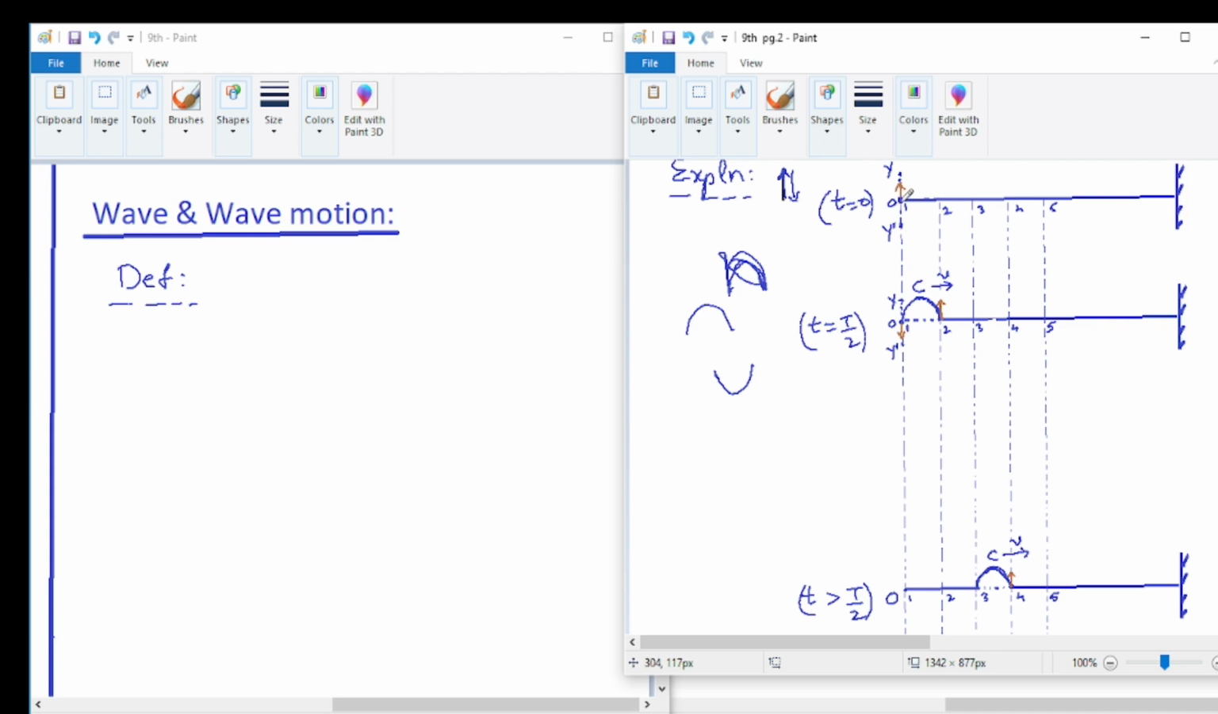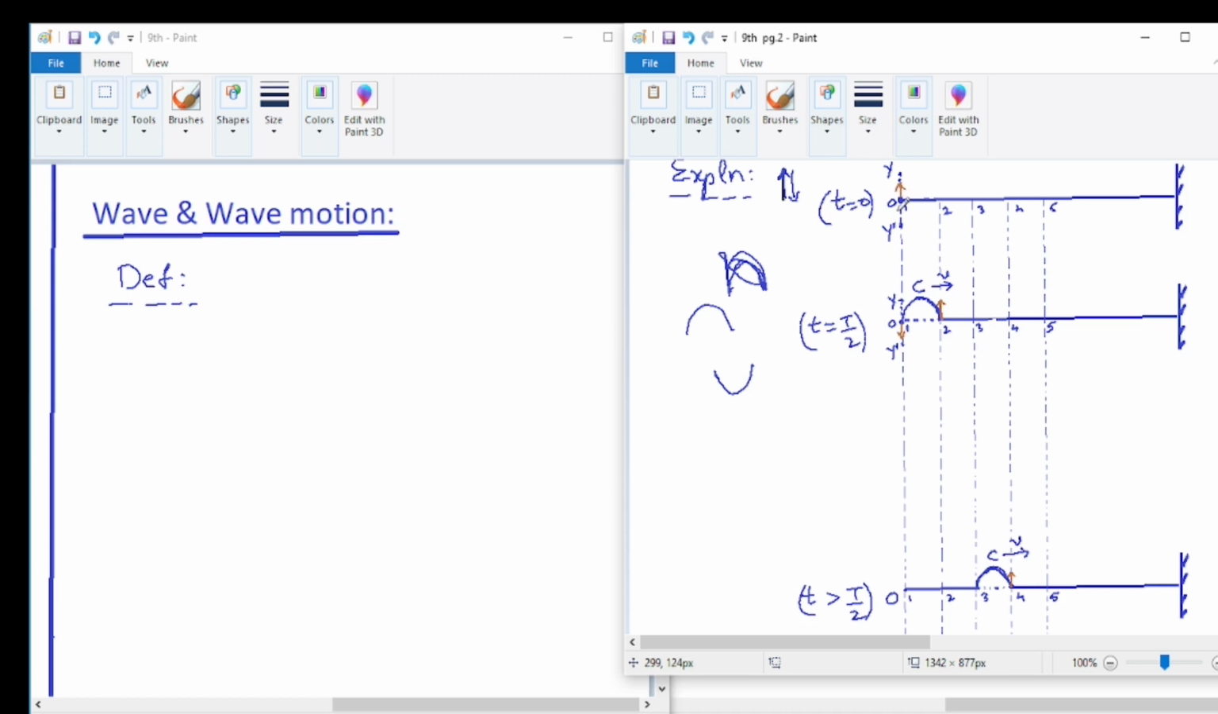After particle one, the immediate next particle will be there. It can be called 2 dash. The next particle is 3 dash, then 4 dash. We are not using the same numbers because we are using 1, 2, 3, 4, 5 for special particles which are very important for understanding the wave motion. So after particle 1 on the right hand side are particles 2 dash, 3 dash, like that continuously.